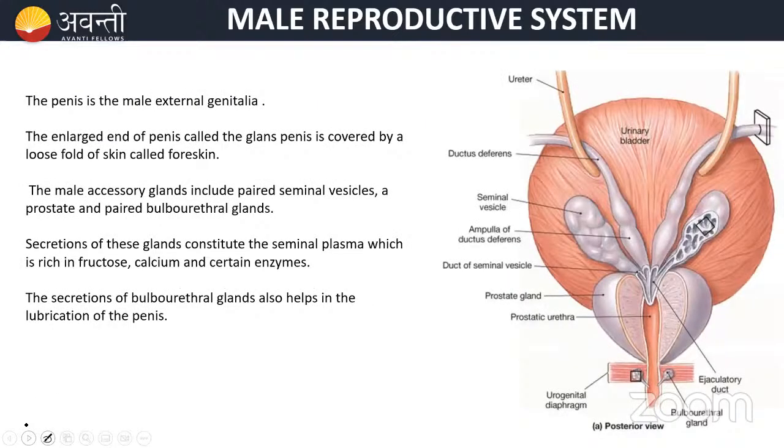Now moving to next, the male external genitalia is the penis. And the enlarged end of the penis is called the glans penis, which is covered by these folds of skin called foreskin.